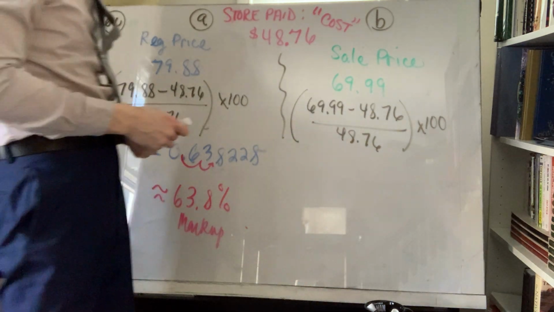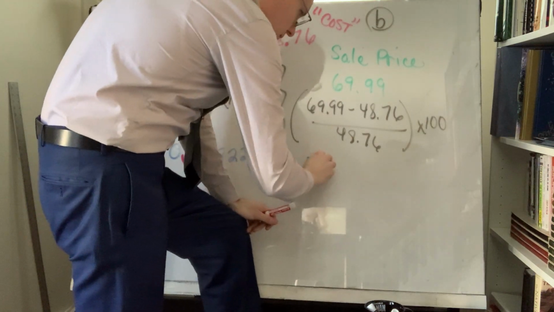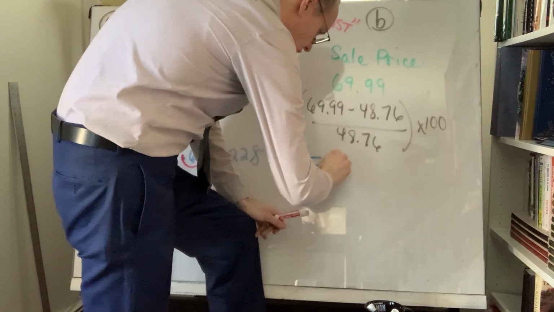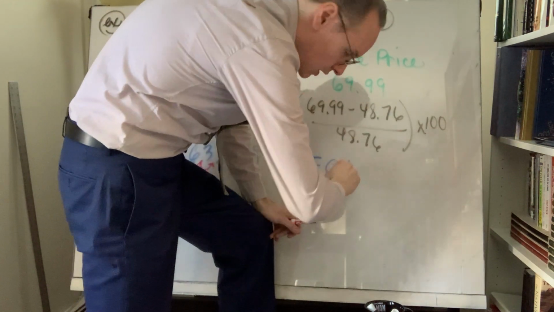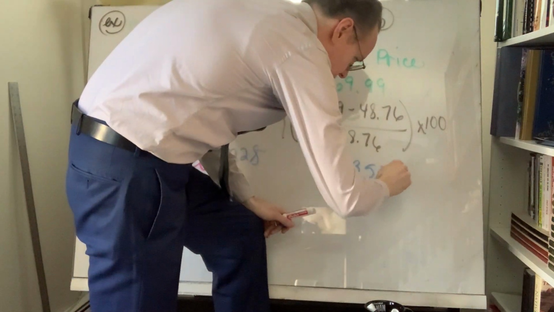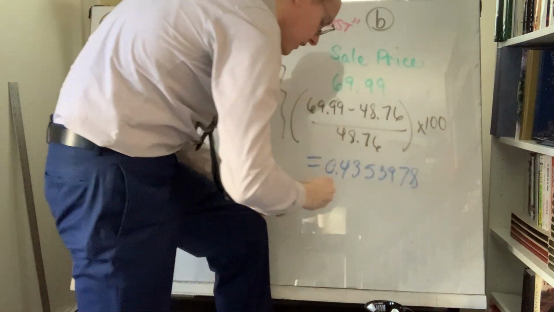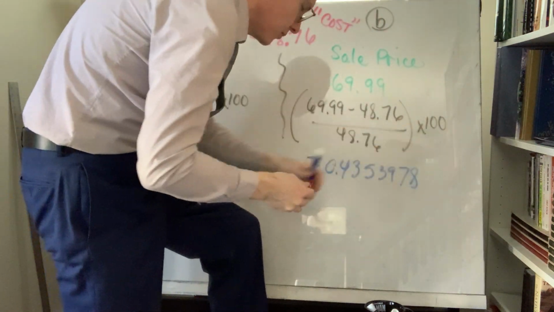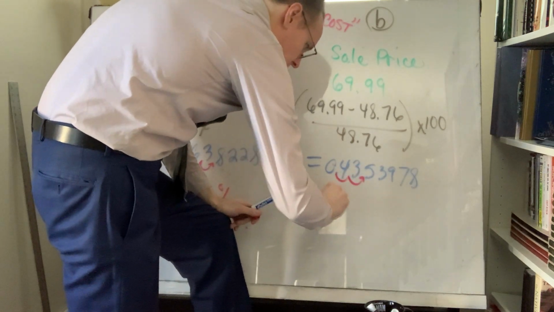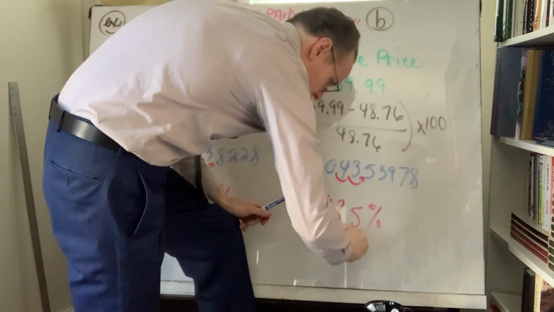In this instance, if you divided these two, the difference over this 48.76, you get 0.435978, something like that. Again, times 100. The effect of multiplying by 100 is to scoot this over twice, which means that this would be approximately 43.5 percent markup.